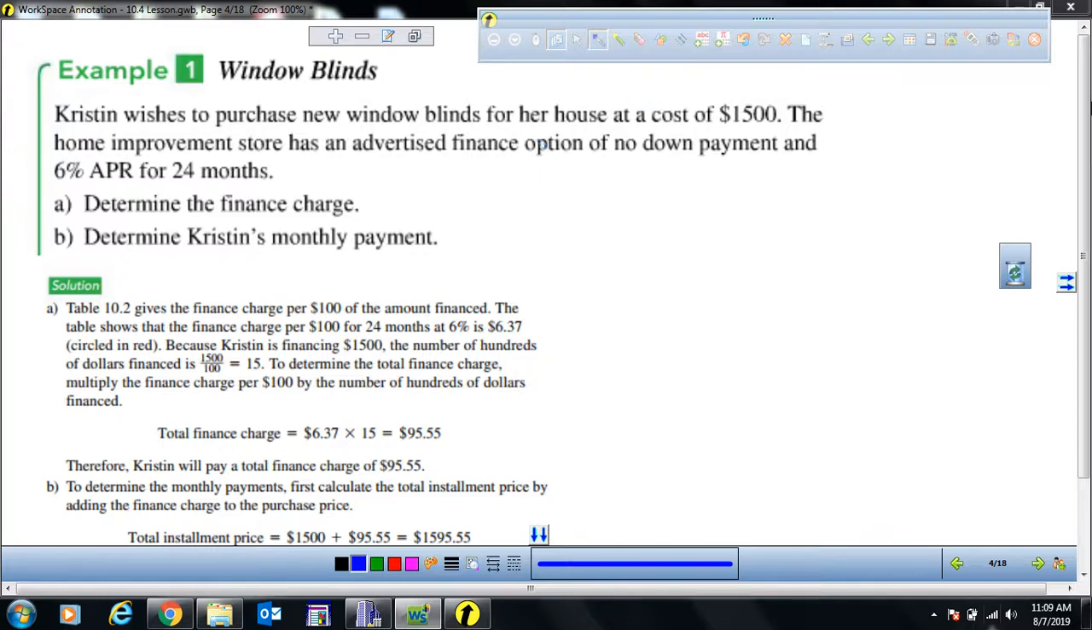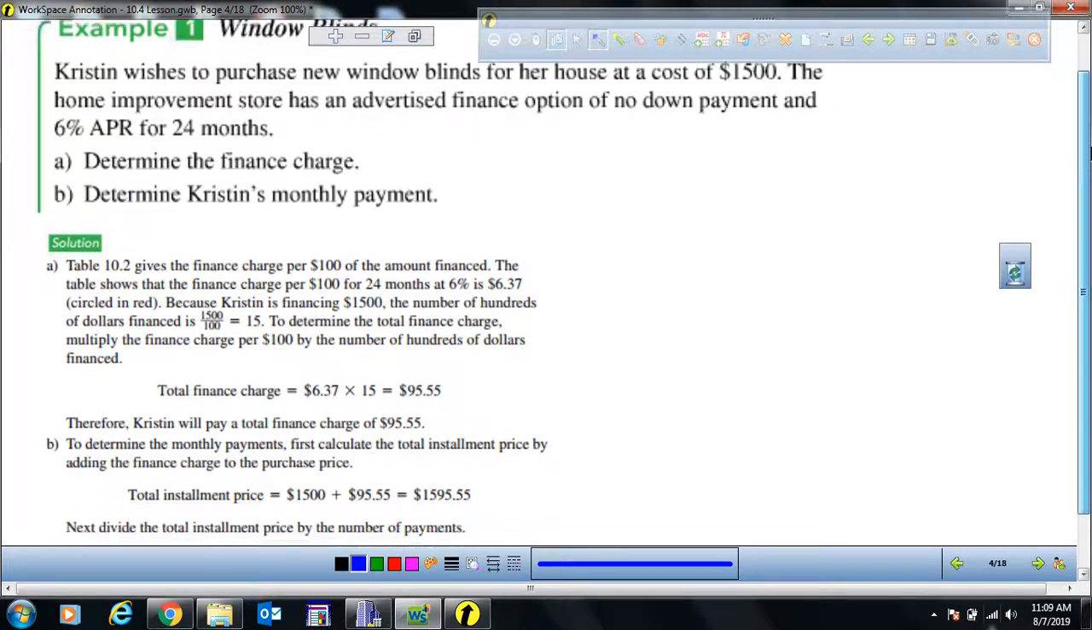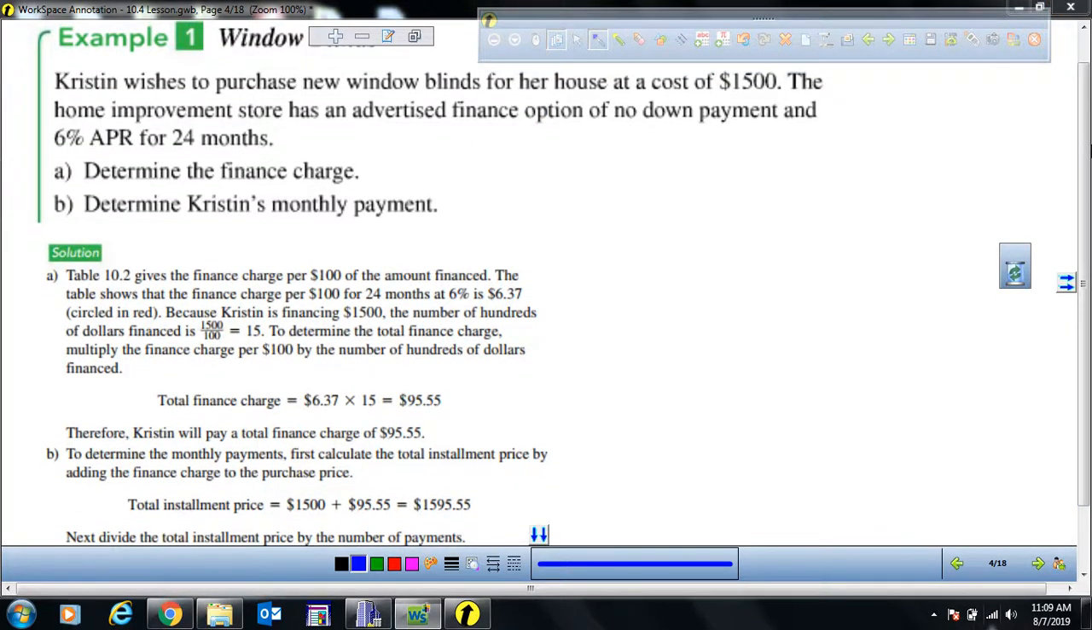So basically, to make this faster and so that I don't do a super lengthy video, this problem is from the textbook, so I just copied the solution from there, and I'm just going to explain to you what they're doing. So for part A, determine the finance charge.